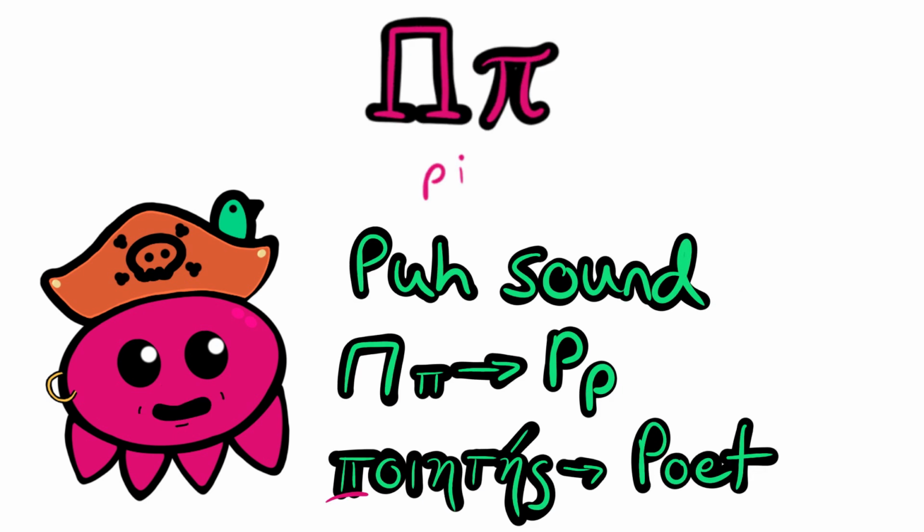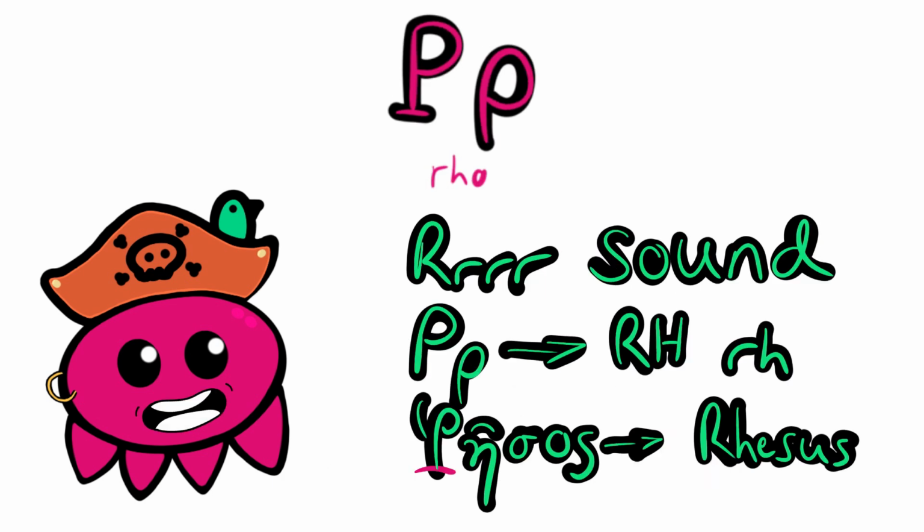The next letter is pi. Yeah, just like the English P, despite what the frat brothers would say. It makes the P sound and it transliterates to P. It can be seen in words like poietes, meaning a poet. The next letter is Rho. It makes the R sound, and it transliterates to an RH, or sometimes just an R. For all my monkey fans out there, this is why Rhesus monkey has an H in it. It's named after Rhesus of Thrace, and he's a character from the Iliad.